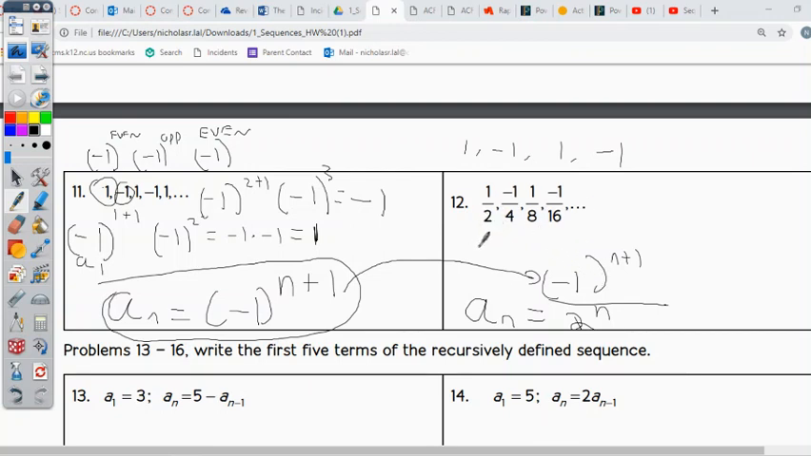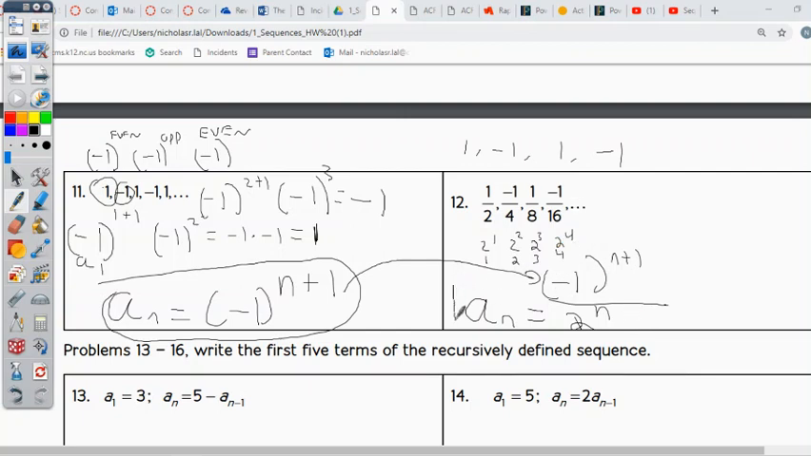For the denominator, the first term is 2 to the 1. The second term is 2 squared. The third term is 2 cubed. 2 times 2 is 4 times 2 is 8. The fourth term is 2 to the fourth. 2 times 2 is 4 times 2 is 8 times 2 is 16.